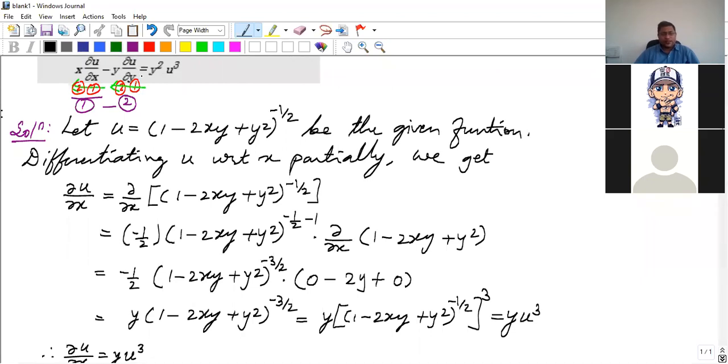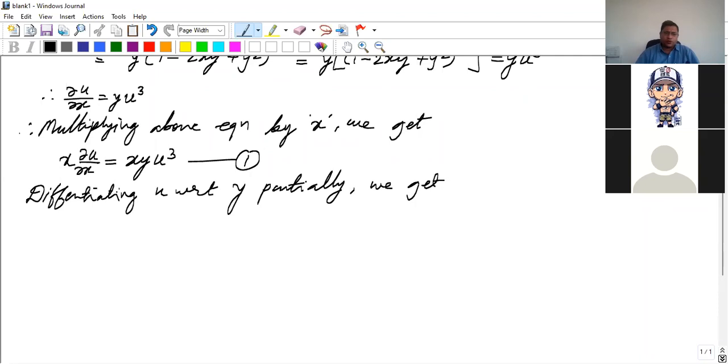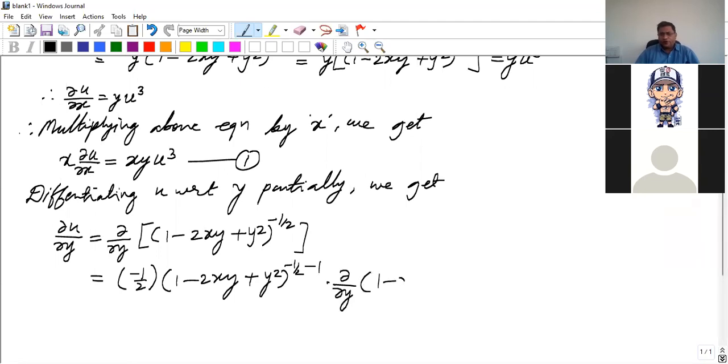So what we have to do first is differentiate the given function u with respect to y, and then multiply it by y. Okay, so let us try to find equation 2. So what we can do is differentiate u with respect to y partially. We get ∂u/∂y of (1 minus 2xy plus y square) raised to minus half. Okay, this is the function. So again, this minus half will come down, and you'll be having (1 minus 2xy plus y square) raised to minus half minus 1, and you'll be having ∂/∂y of 1 minus 2xy plus y square, the derivative of this bracket.